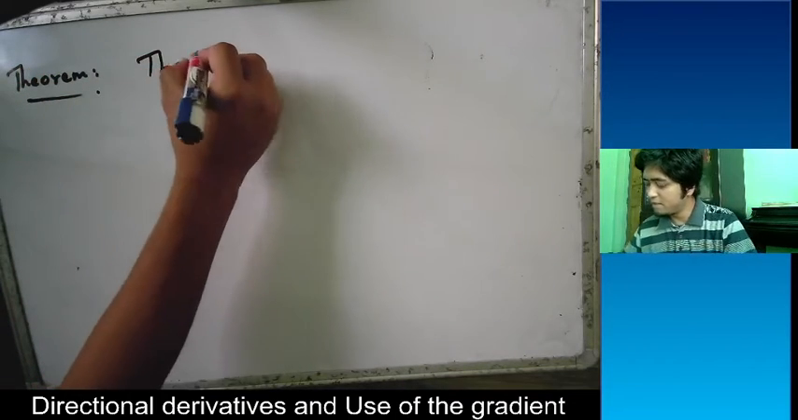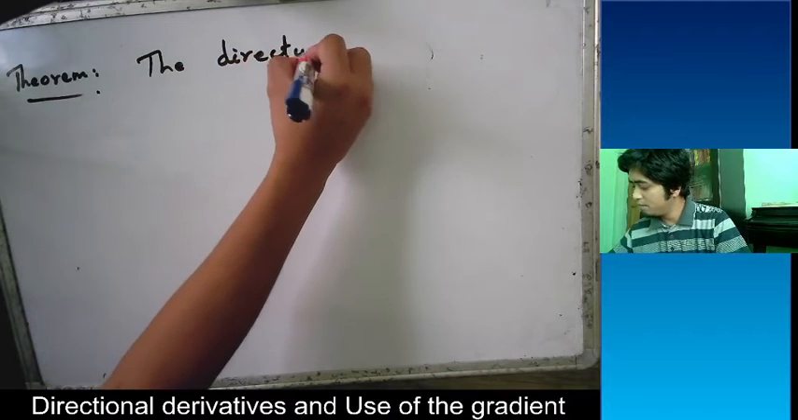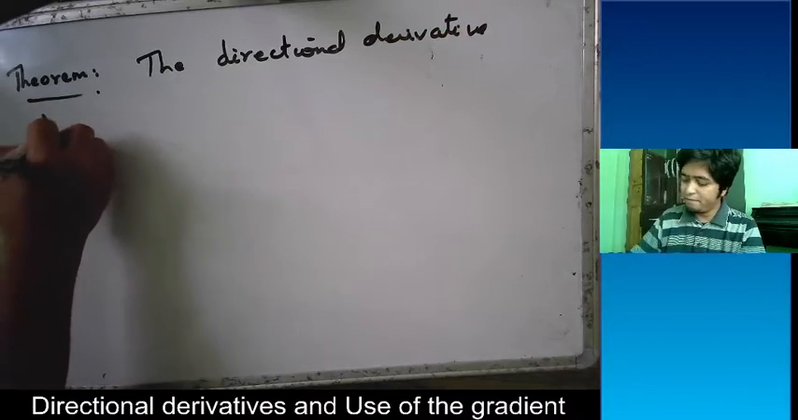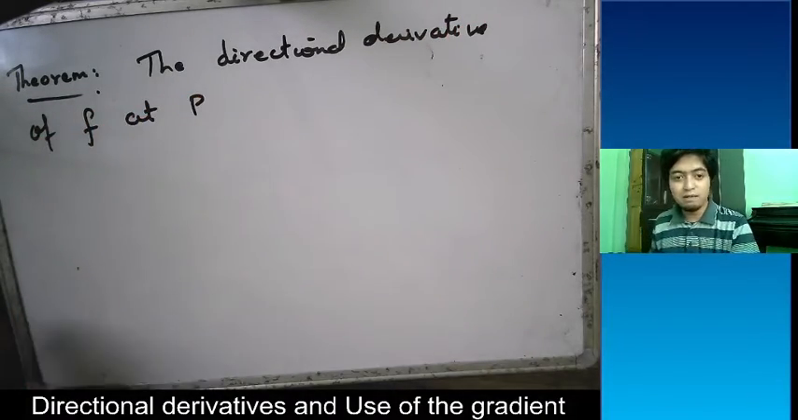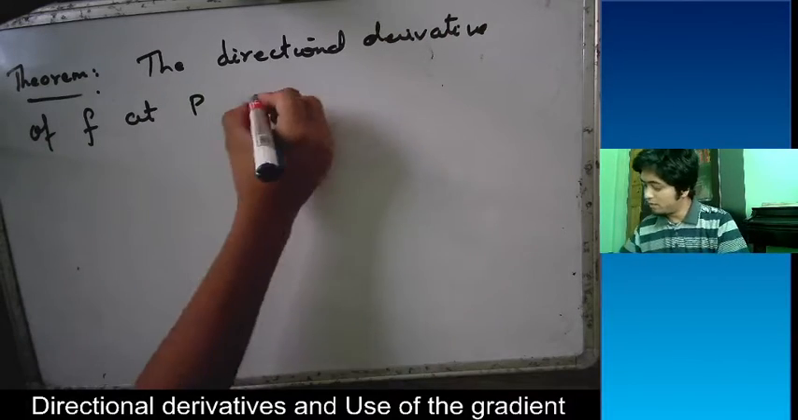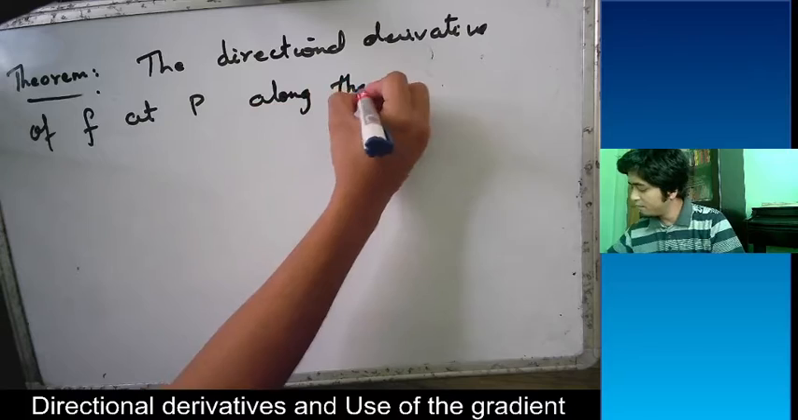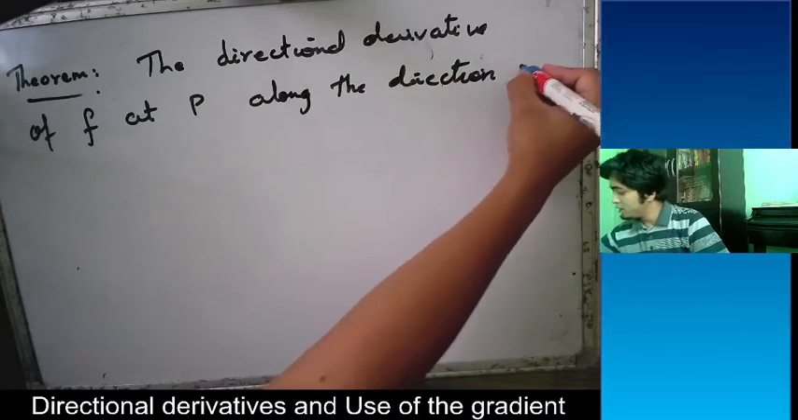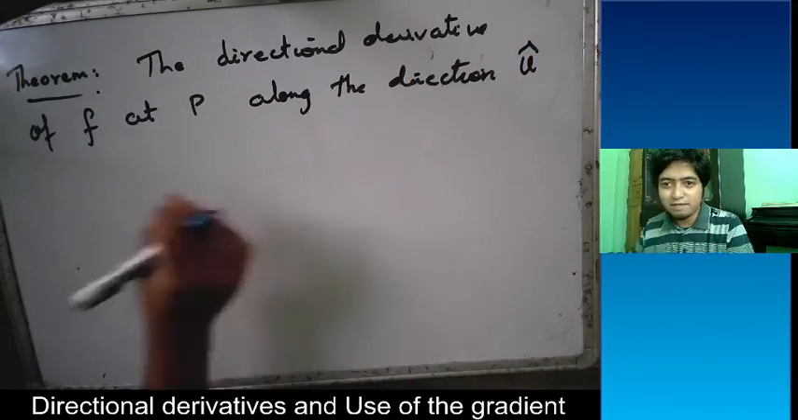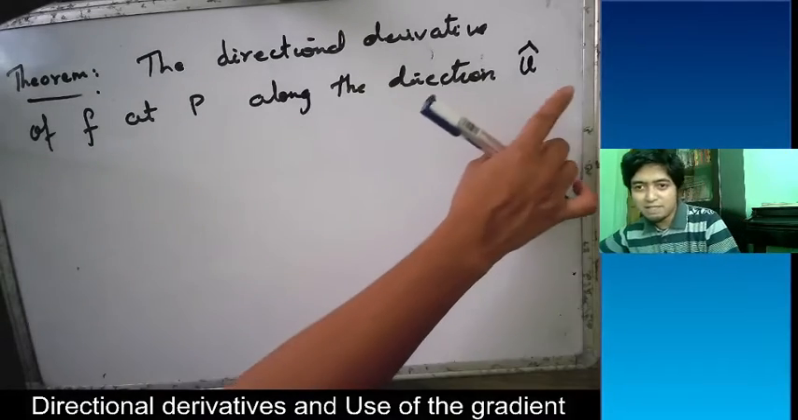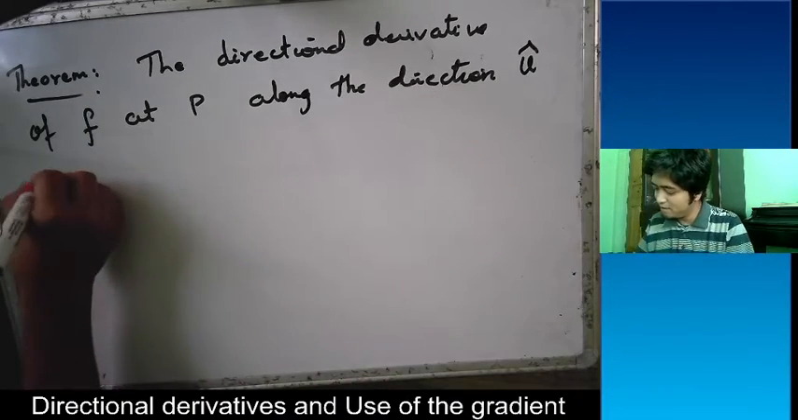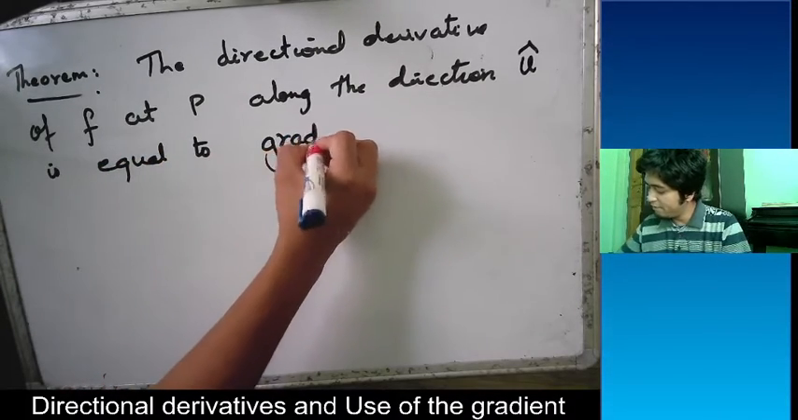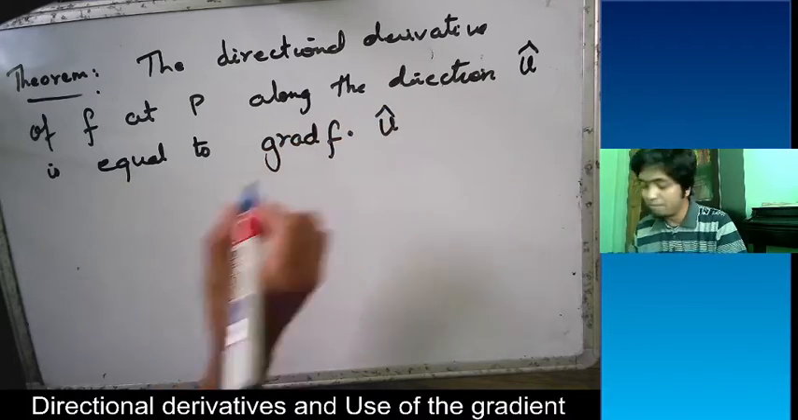The directional derivative of f at p along the direction u cap, and if you remember, this is a unit vector, it specifies the direction, is equal to gradient f dot u cap.